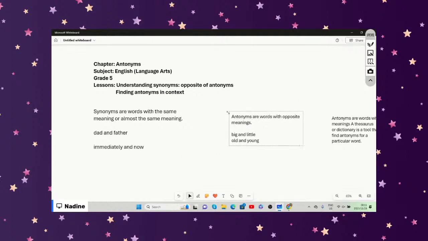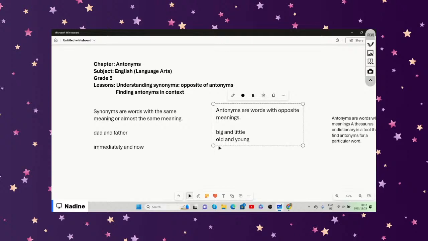Then we have antonyms, right? And antonyms are words with opposite meanings, right? Meaning that you have two different words, but the meanings are opposite. So, for example, we have big and then we have little. And then you have old and you have young, right? Big is the opposite of little, or little is the opposite of big.